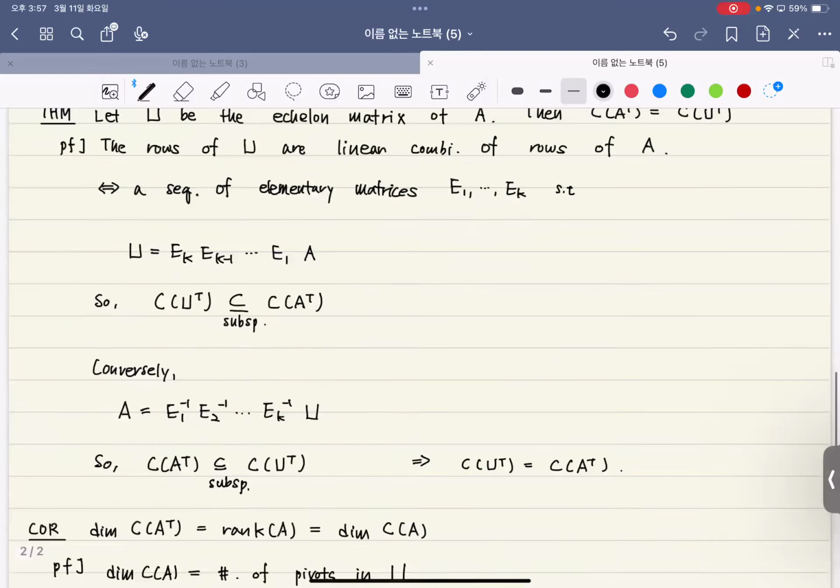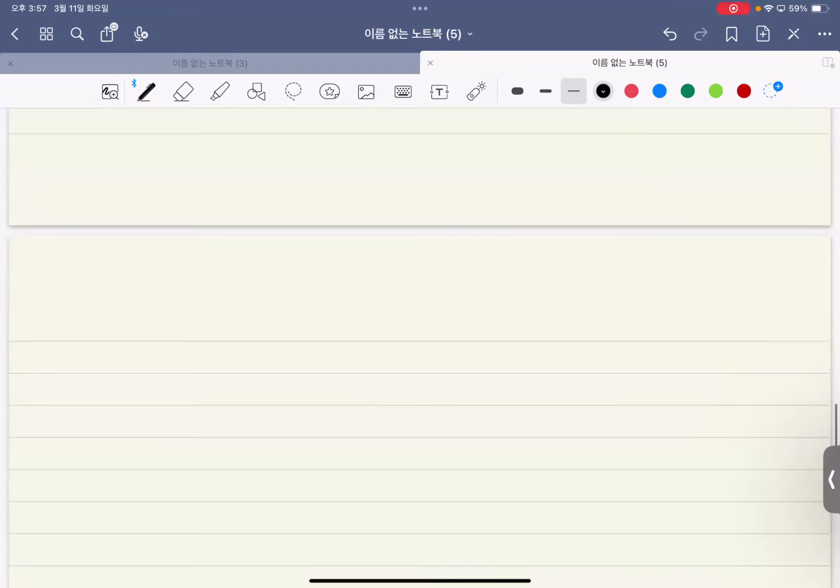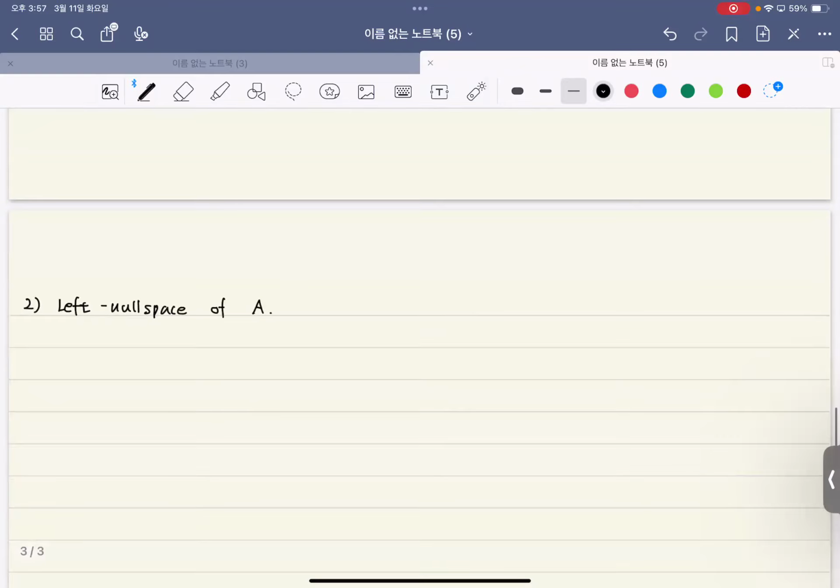Okay. So this is about the row space. Now, I will turn to the left null space, the left null space of A, N of A transpose. Well, as always, this is an m by n matrix. First, what is the dimension of the left null space?